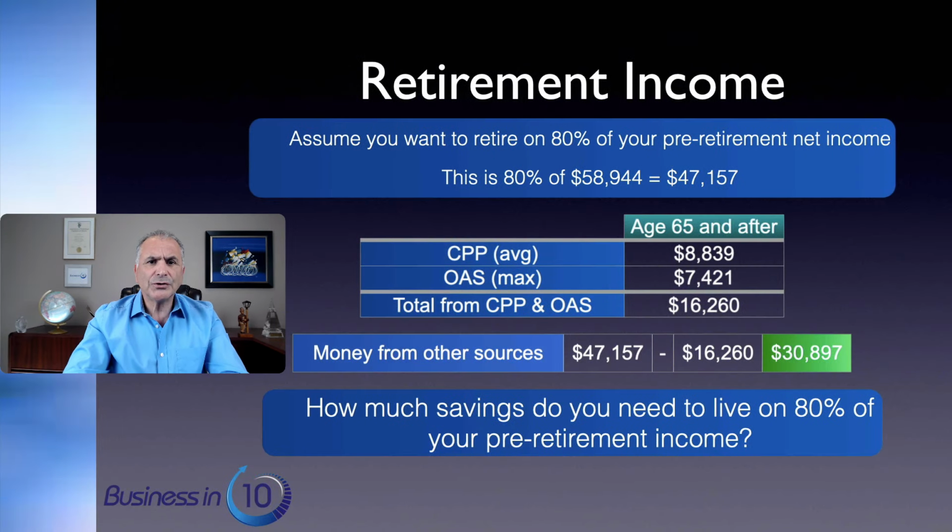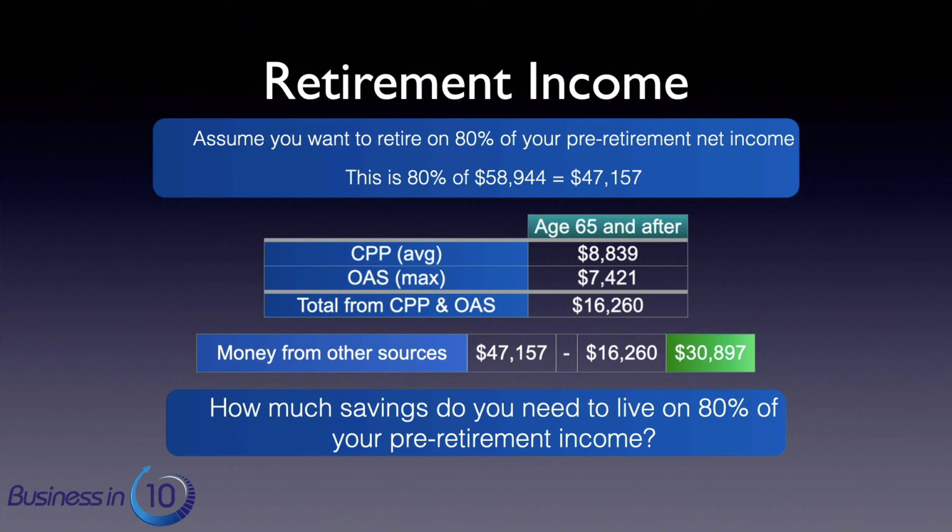Now let's calculate your retirement income. When you retire, you don't need as much money as you did before retirement. So the rule of thumb is you can live a similar lifestyle on 75% to 80% of your pre-retirement income. I'm going to use 80% for this calculation. So 80% of $58,944 is $47,157.